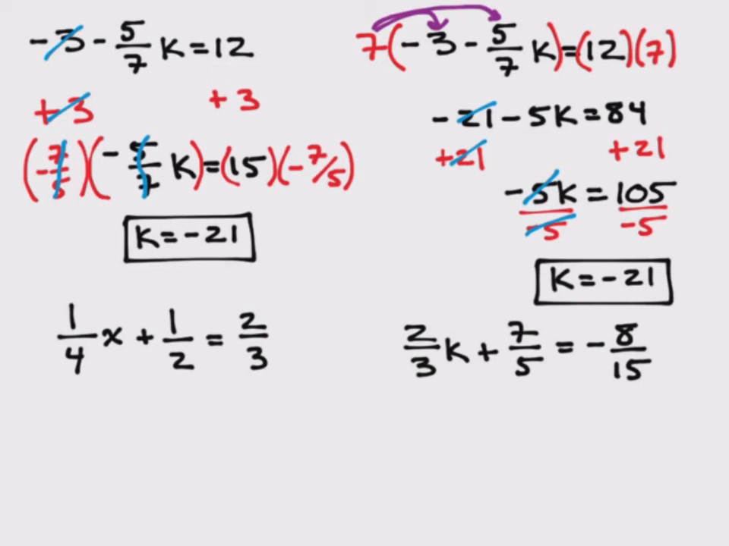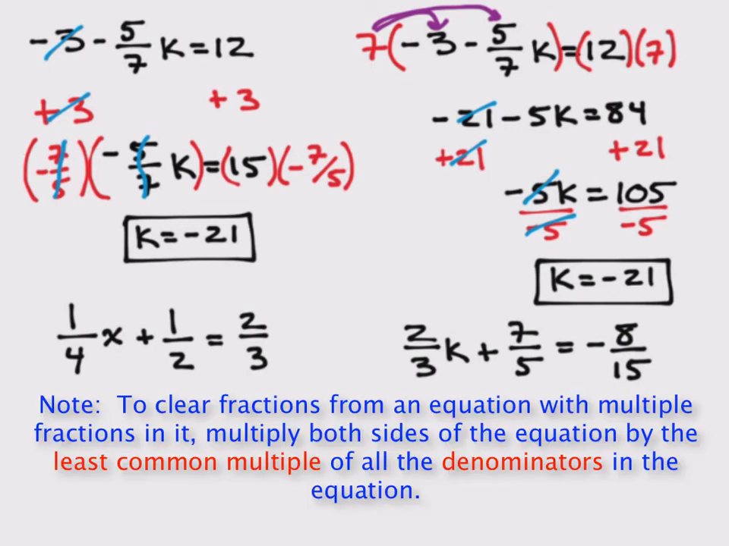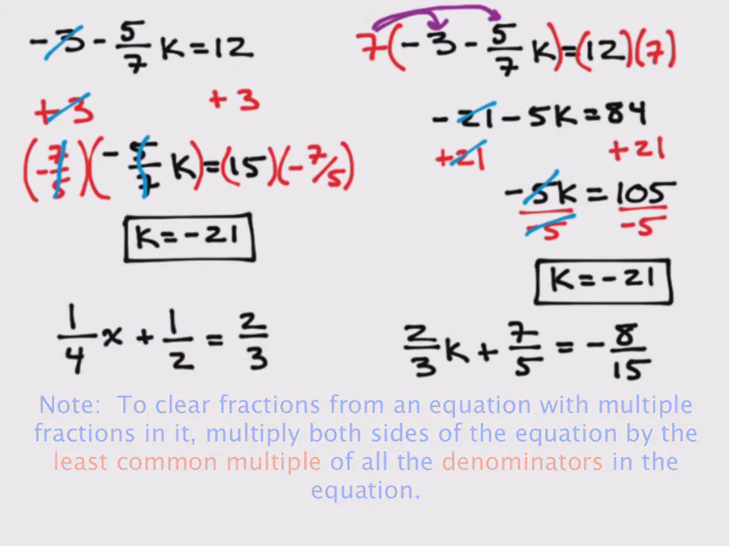So why don't we try to clear them? To clear the fractions from an equation with multiple fractions in it, just multiply both sides of the equation by the least common multiple of all the denominators in the equation. So for this first equation, I see a denominator of 4, 2, and 3. Their least common multiple is 12. Let's multiply both sides of this equation by 12.